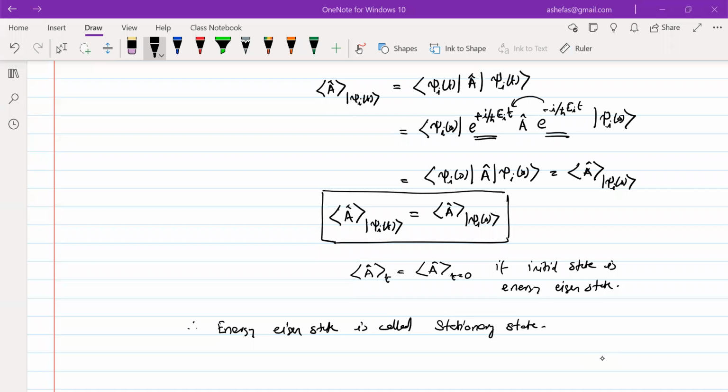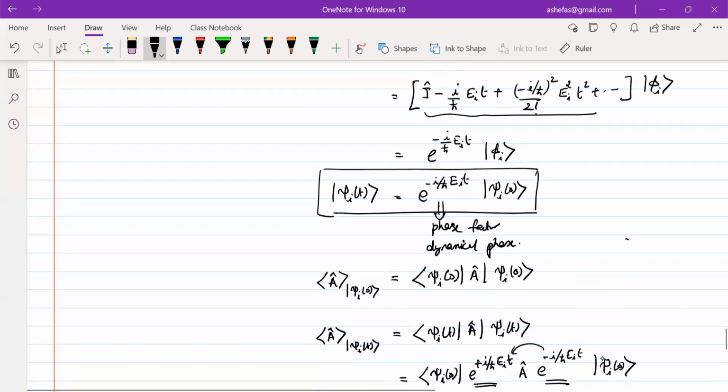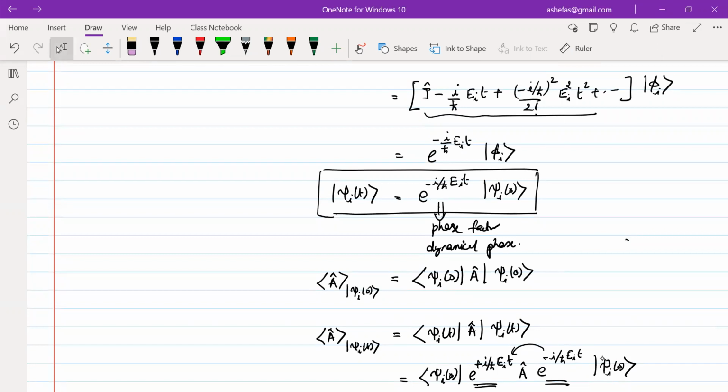Now you can ask the question again: why is the energy eigenstate called a stationary state? There are two reasons for it. The first one is, if the initial state is one of the energy eigenstates, then the system will remain in that state. Here we have shown that if psi i of 0 is ket phi i, that is, if the initial state is one of the energy eigenstates, then at a later time also the system remains in the same state, apart from a phase factor, apart from a dynamical phase.